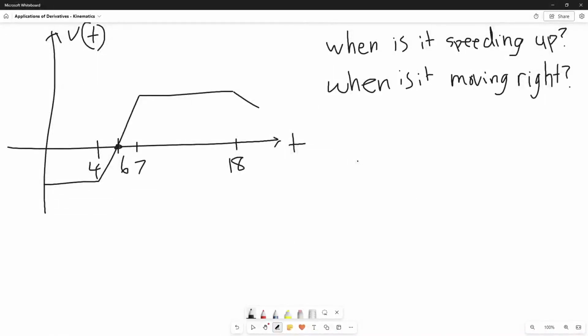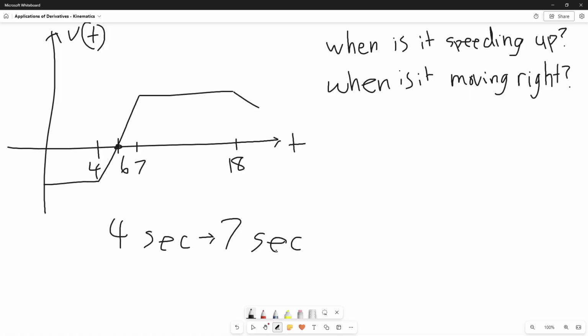So let's say we have this graph of velocity where our x value is t and our y value is v of t. And we're trying to find when it's speeding up and when it's moving right. So when it's speeding up, that means our acceleration is positive. And to look at this one, the acceleration is the slope of the velocity, or the instantaneous slope of velocity. And here it is pretty easy to determine when the slope is positive. It's just when the function is increasing. And here it is increasing from 4 to 7, or this portion of the graph. So it's speeding up from 4 seconds to 7 seconds.